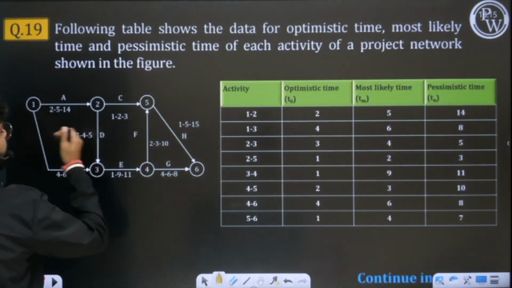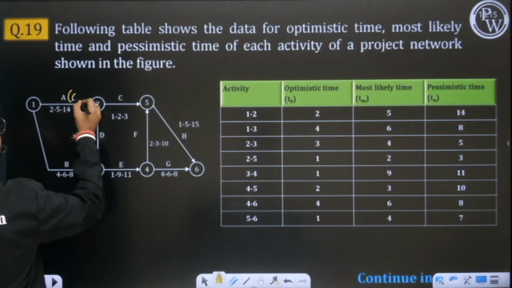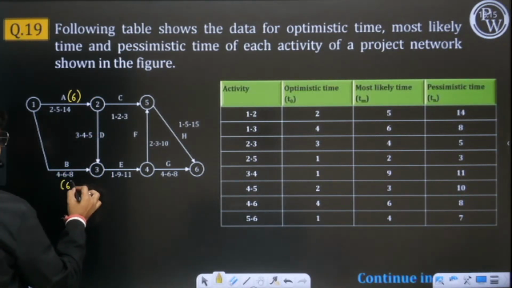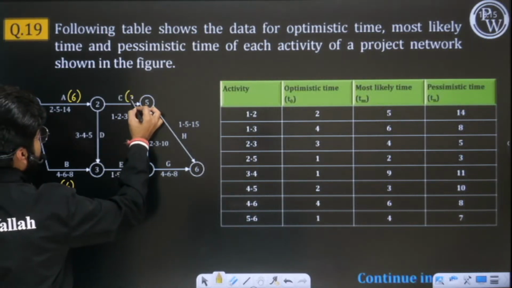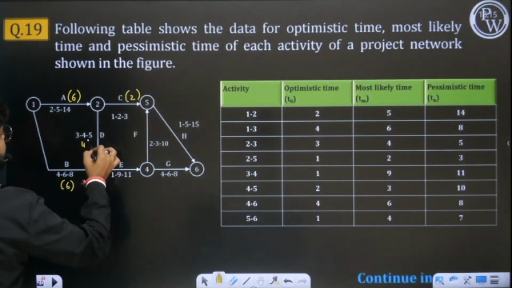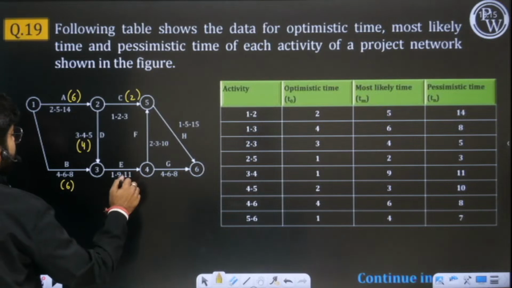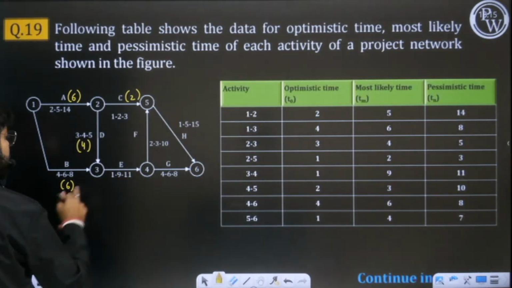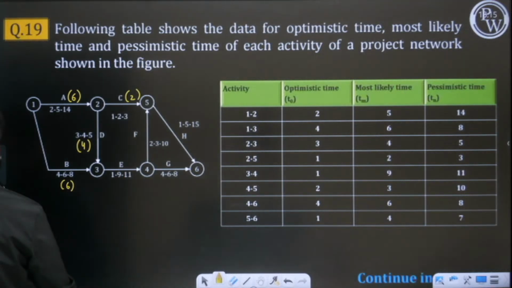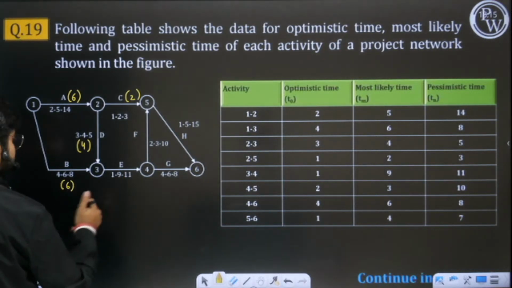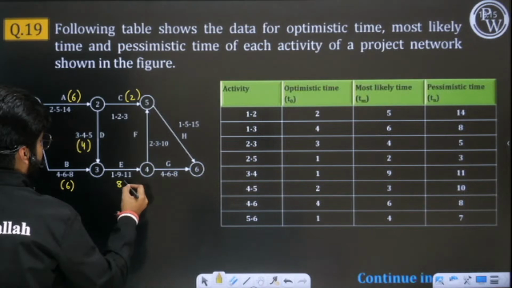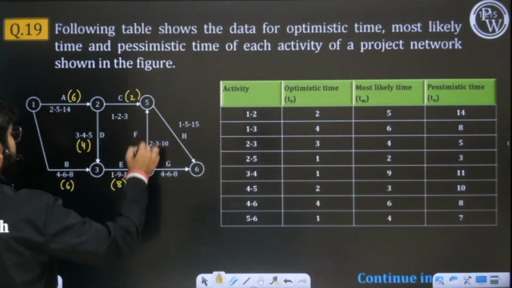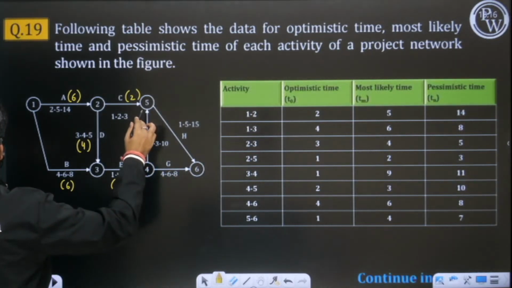You can find expected time for all of them. So let me write here, it is 6. Similarly for B, it is 6 again. For C, it is 2. For D, it is 4. For E, it is coming out to be 8. For F, with 4, 5, it is coming out to be 4.